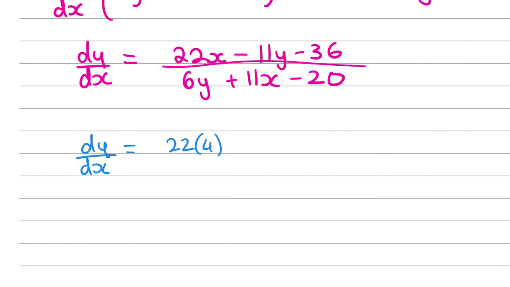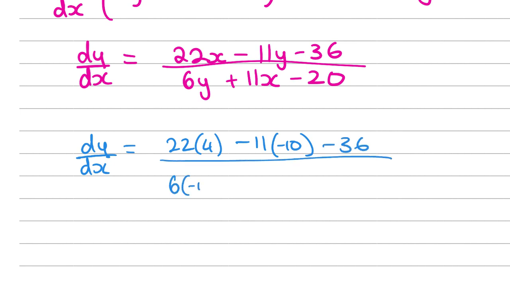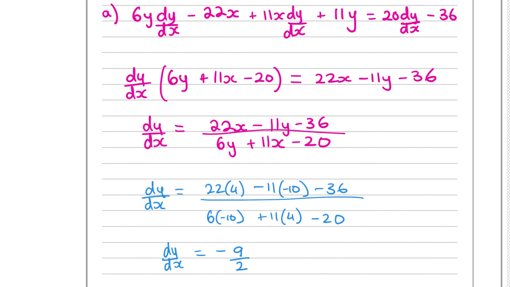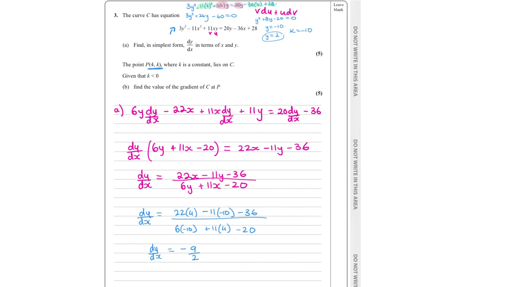So remember, x equals 4 and y equals minus 10. Let's substitute this all in because it wants the gradient at that point. Minus 20, I'm going to put this all into my calculator. This equals minus 9 over 2. Wow, what a beautiful question. 10 marks. That was very nice.